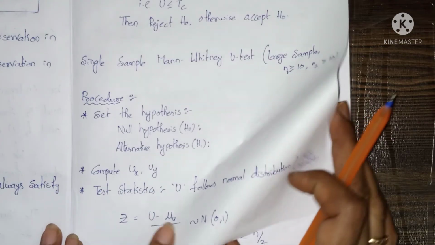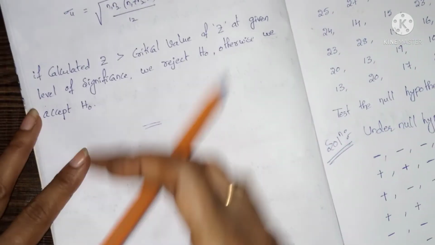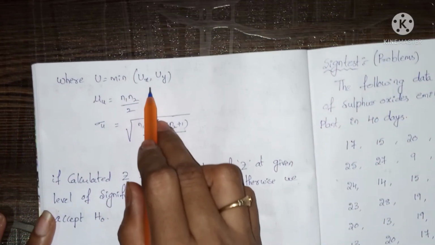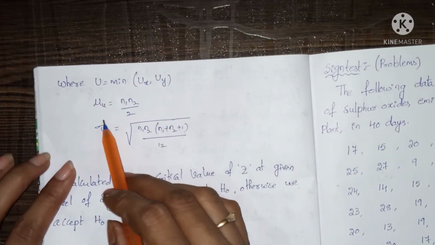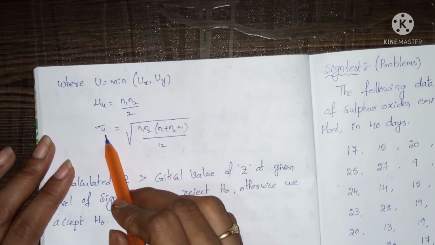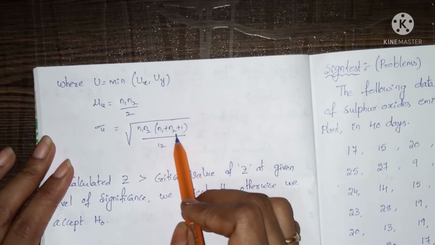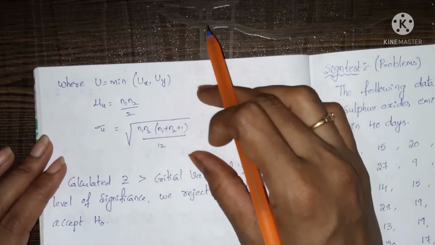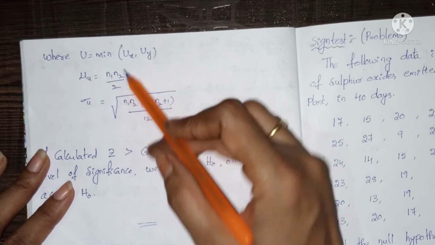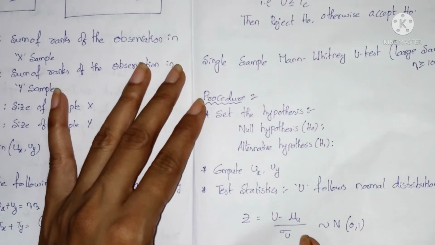Now we'll see the formulas for mu U and the standard deviation of U, where U equals the minimum of Ux, Uy, as we all know. Mu U equals n1 n2 by 2. The standard deviation of U equals the root of n1 n2 into (n1 plus n2 plus 1) by 12. These are the formulas. After getting these values, we substitute them in the formula and we get the Z value.